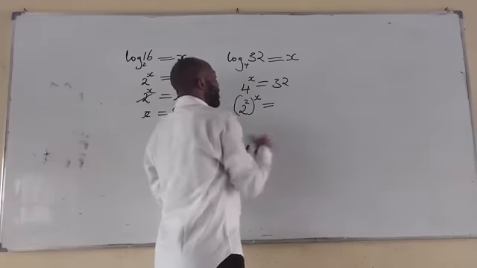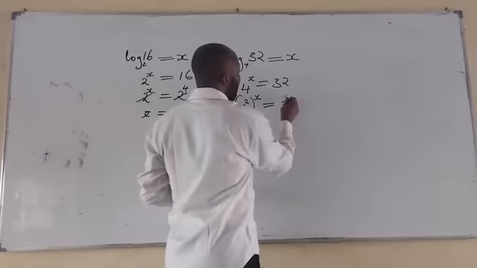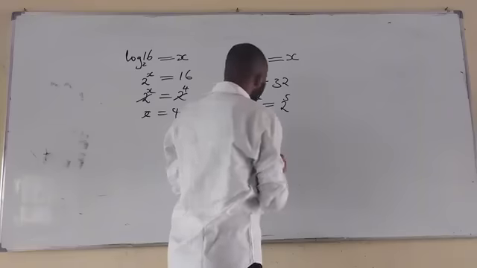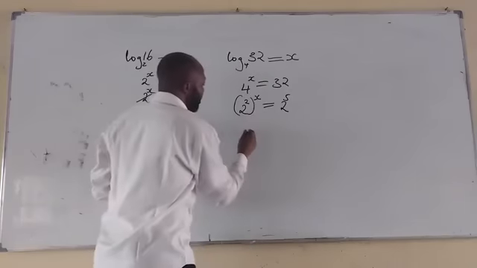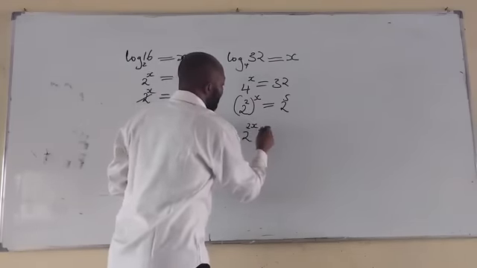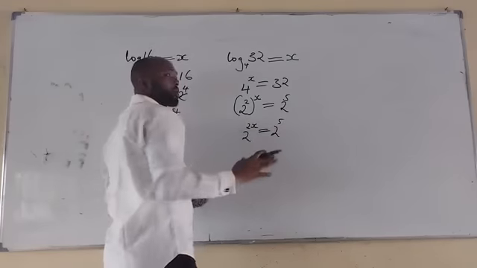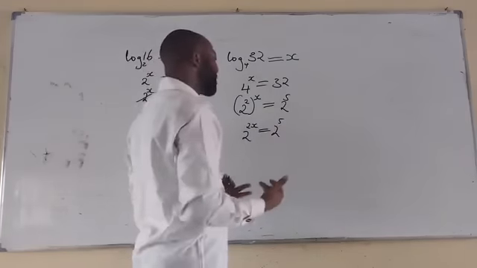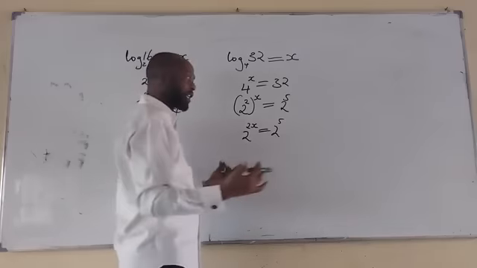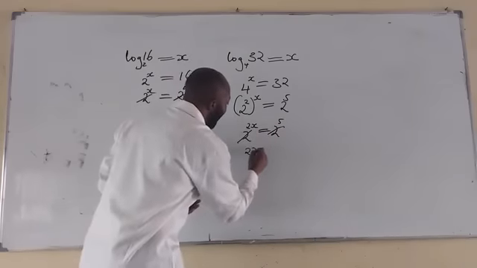Now here, on this other side, how many times can 2 be raised to give me 32? And that is 5 times. If that is true, I expand this: 2 raised to the power 2 times x is 2x. And this is equal to 2 raised to the power 5. Having 2 as a common base means I can cancel out. The exponential function defines that. So this will go, and I have 2x is equal to 5.